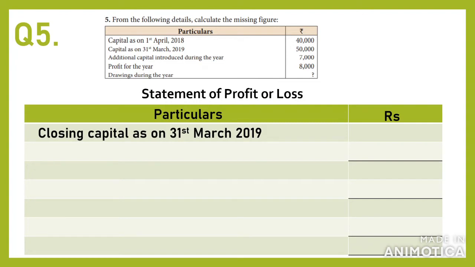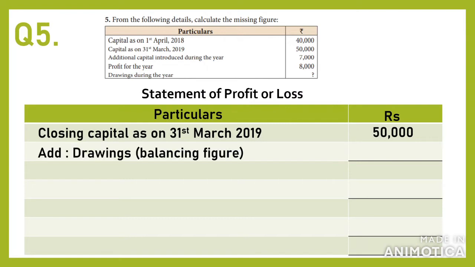Closing capital. So the year starts on 1st April and ends on 31st March. Ideally the closing date is 31st March 2019. So the closing capital as on 31st March 2019 is 50,000. To this we have to add drawings. Now drawings is not given in the problem, which means this will be a balancing figure. So let us just proceed. Then we have to reduce the additional capital introduced during the year, which in this case is 7,000.